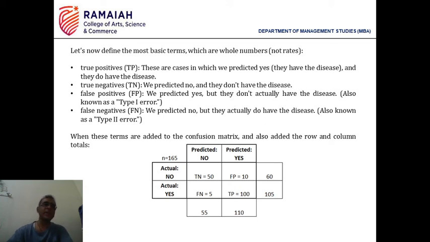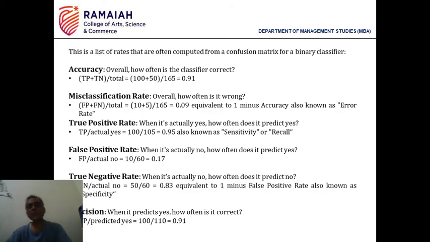So when these terms are added to the confusion matrix, and also added to the rows and columns, what exactly happens? Let's see. Now 165 patients, actual no, actual yes. Under predicted no, predicted yes, we see true negative is 50 and false positive is 10. False negative is 5, true positive equals 100. On the right hand side you see 60 and 105, which we already know. Now when you look at this column, 50 plus 5 is 55, and 10 plus 100 is 110. So this is the list of rates that are often computed for a confusion matrix for a binary classifier.